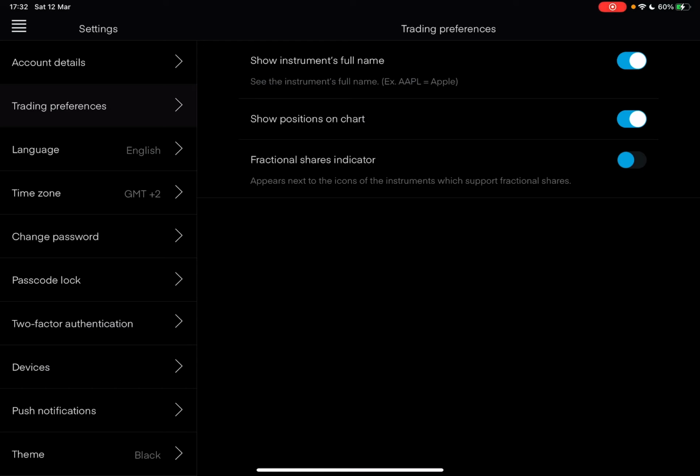preferences menu. The show instruments full name. So by turning this on, it's going to show you the full name of any instruments and stocks. The second one is show position on chart, as you can see, and the fractional shares indicator, which means that it appears next to the icon of the instruments which support fractional shares. That means that you can invest only in fractions of a share in these stocks.